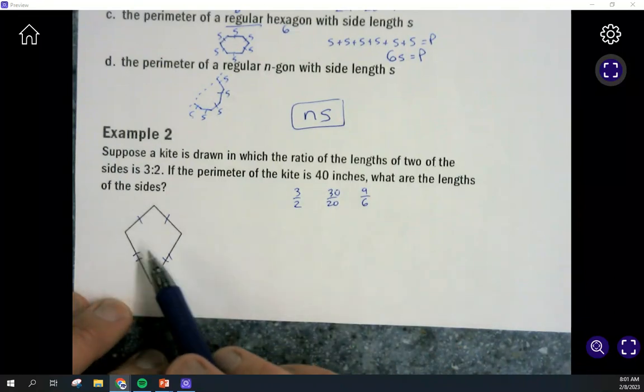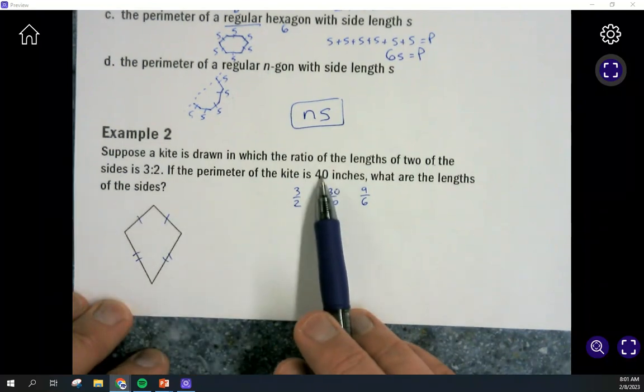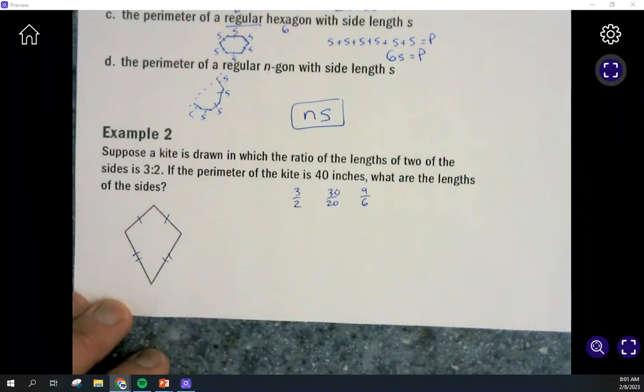So if I add up all the sides, it's 40. Two of them are the same. The other two are the same. They're in a ratio of 3:2. They're going to add up to 40. How do you figure out the lengths of the sides? So it's actually pretty simple.